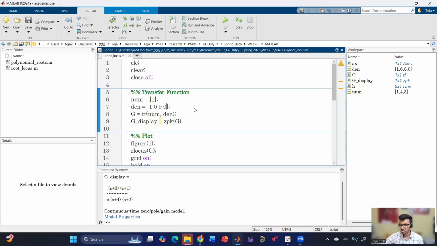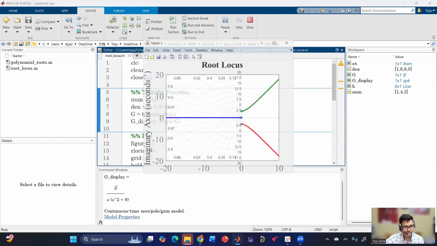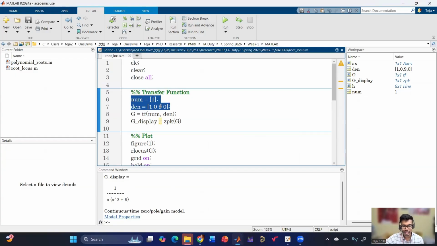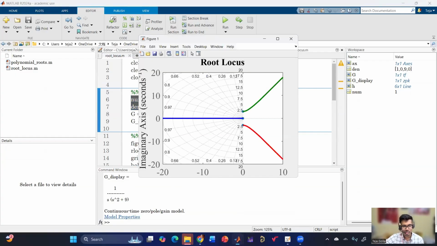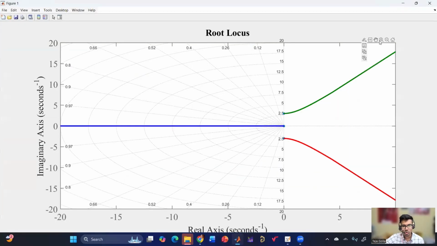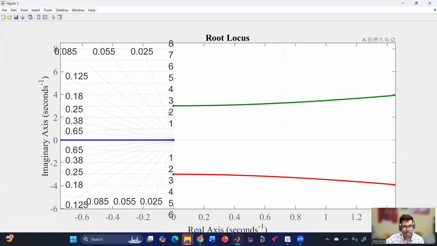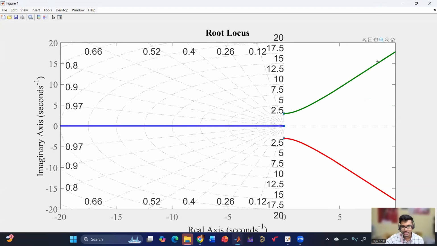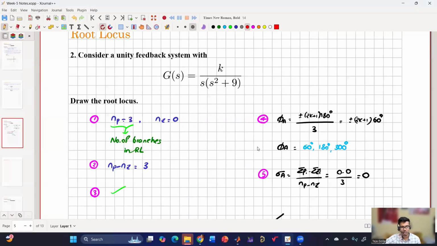So now let me run and then check. My denominator is fine, right? 1 by s into s square plus 9. This is my transfer function, which means these two entries are correct. Now let us check the root locus. It is starting from here, from j3, here from -j3, and here from 0. These are going to infinity in these two directions, and this is going in this direction, which is also matching with what we have drawn here.